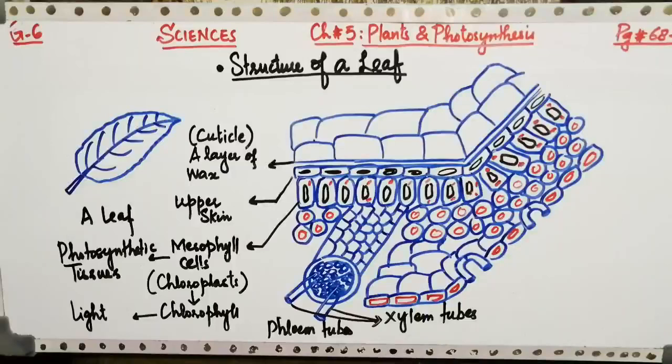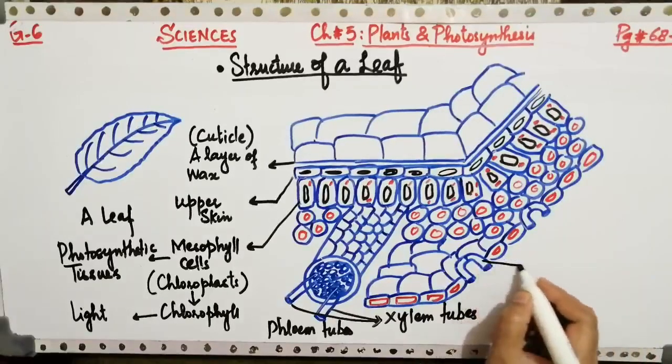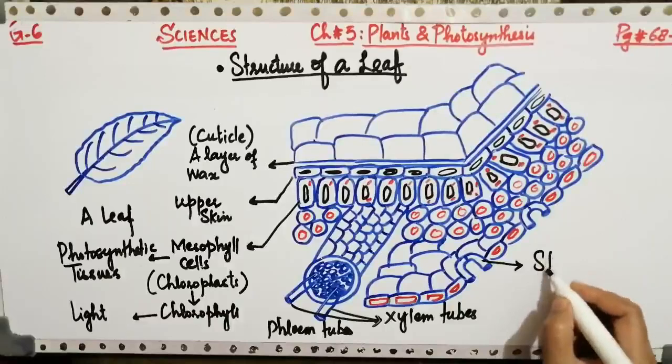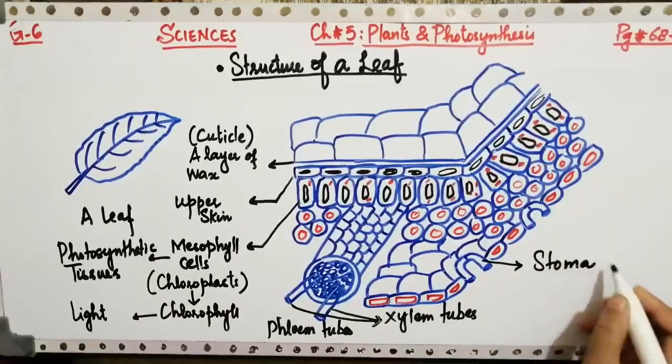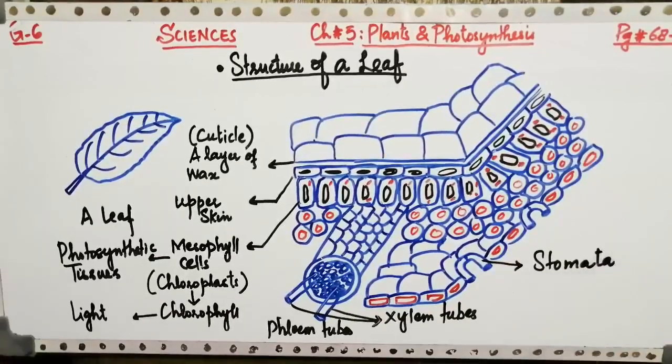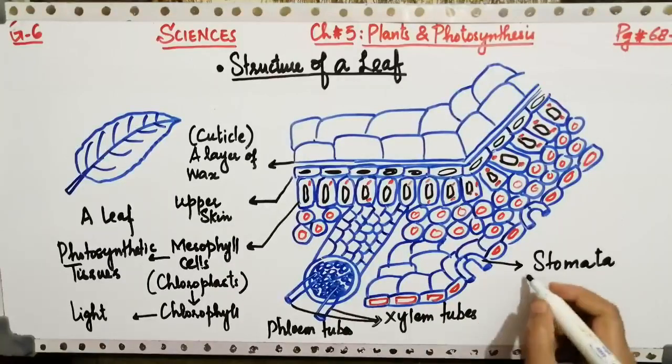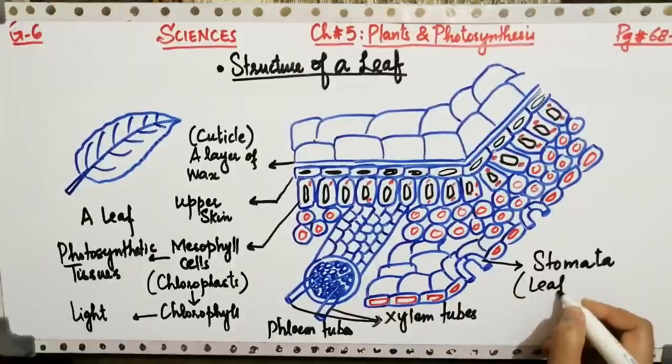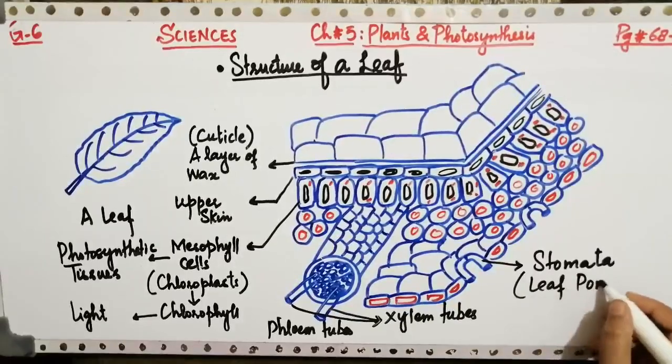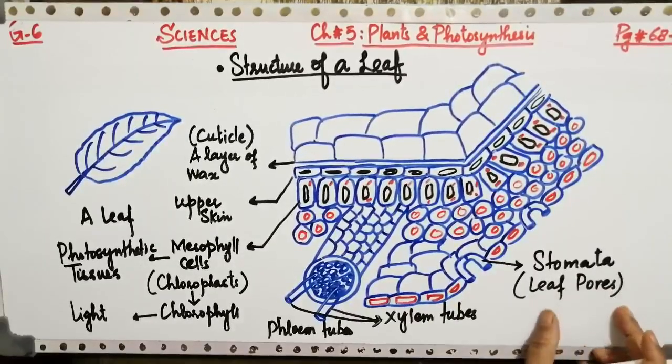Now the next feature in the leaf is basically called stoma or stomata. Now what are these stomata? Stomata are actually leaf pores. They are commonly called leaf pores. Pores mean सुराख, openings or holes.